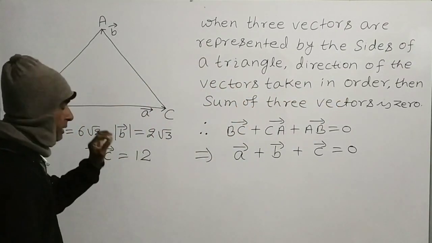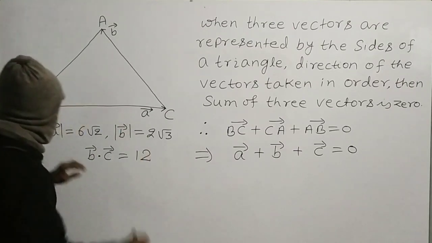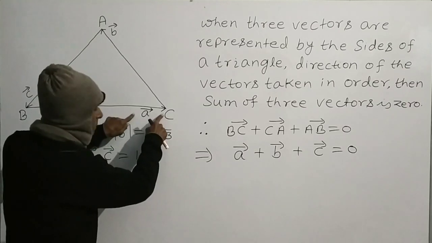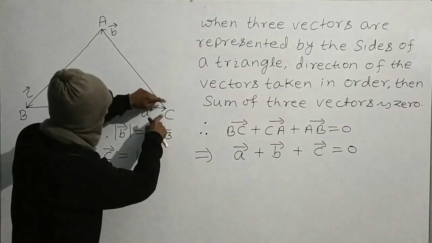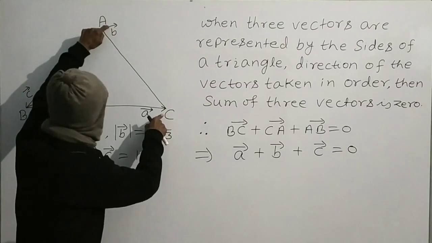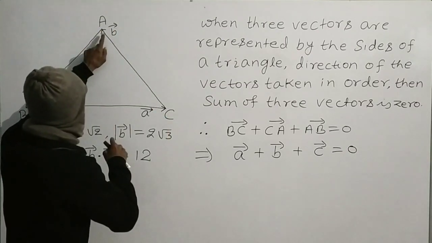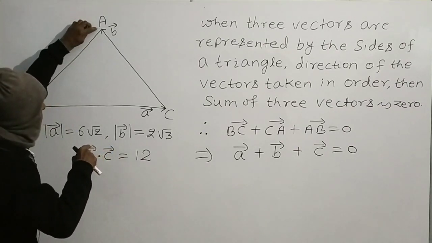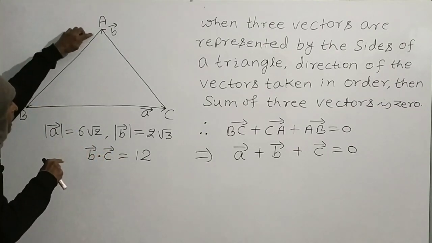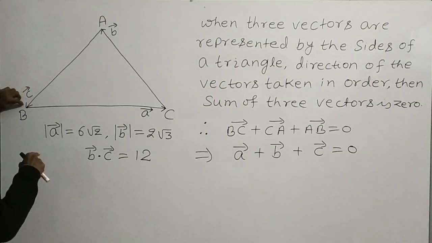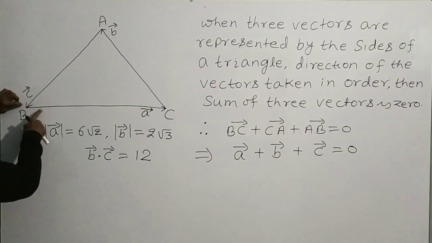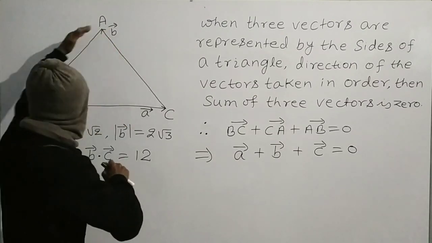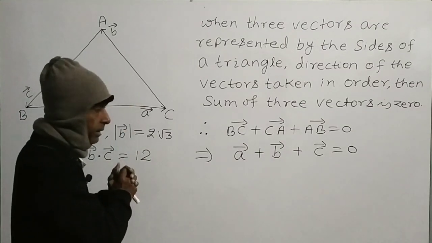Direction of the vectors taken in order means from the terminal point of first vector, initial point of second vector starts. From terminal point of second vector, initial point of third vector starts, and terminal point of third vector ends at initial point of first vector. Direction of three vectors should be like this.